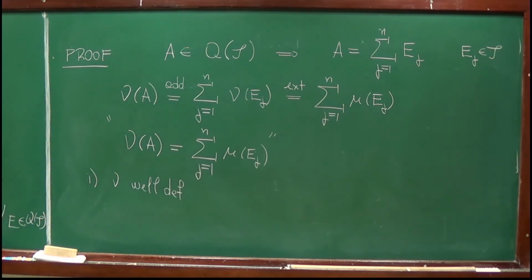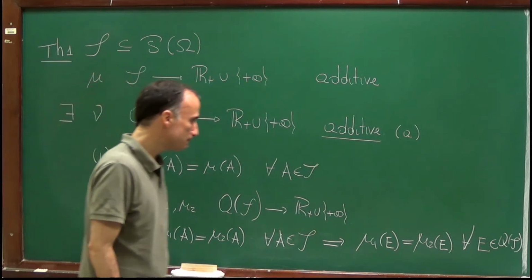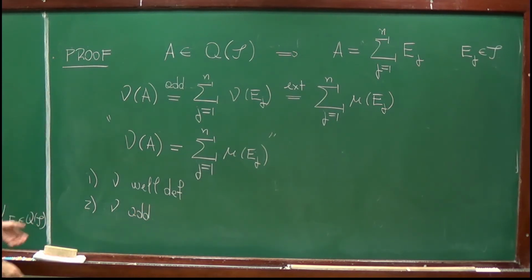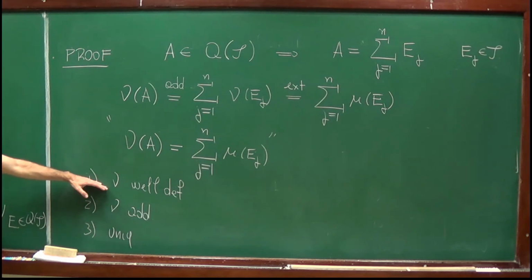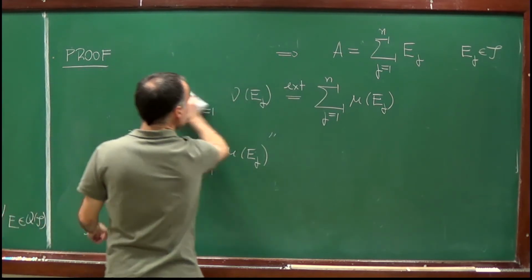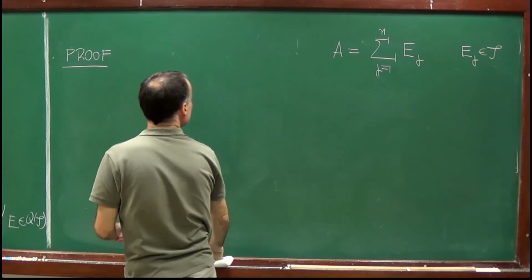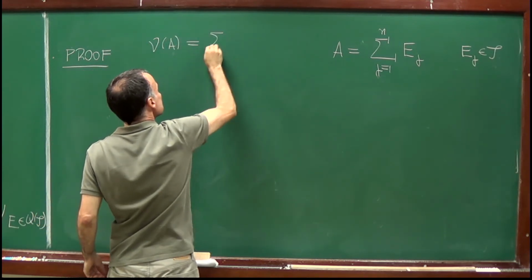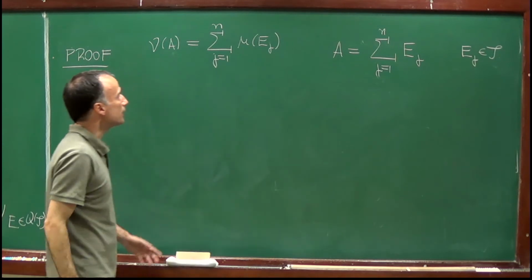Then we go back to our claim. We will prove that nu with this definition is additive. And finally, we will discuss uniqueness. So let's start with the fact that nu is well defined with this definition. So let me write here that nu of A is equal to the sum from 1 to n of mu of Ej, when A is equal to the union of the Ej.